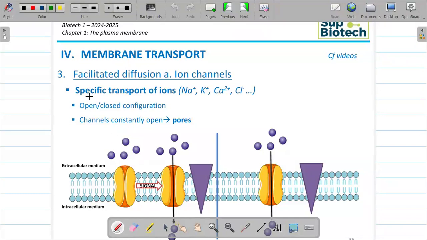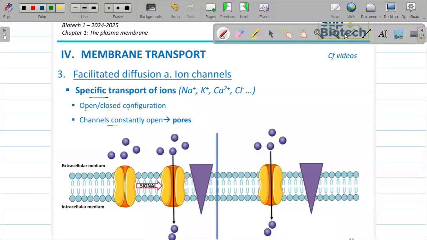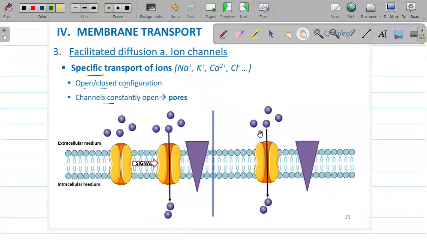In the same way, the proteins are highly specific. They know which molecules have to pass through. So we have open or closed configurations, and we have some channels which are constantly open. They are called pores. In this given example, these pores are continuously open. But here, they require a signal. This gated channel is a completely closed channel.